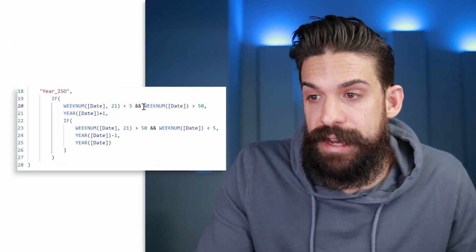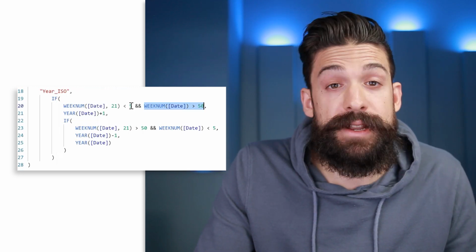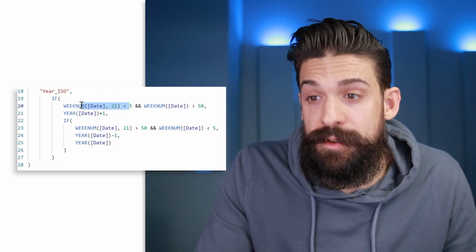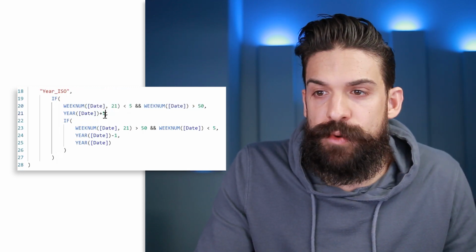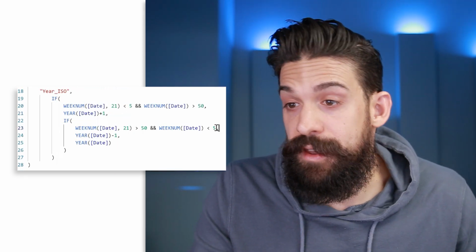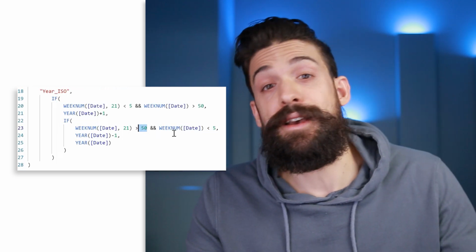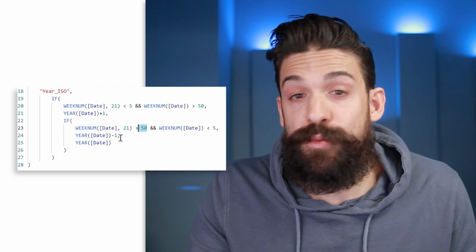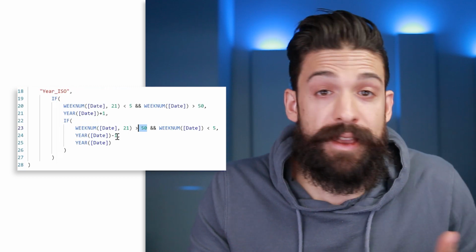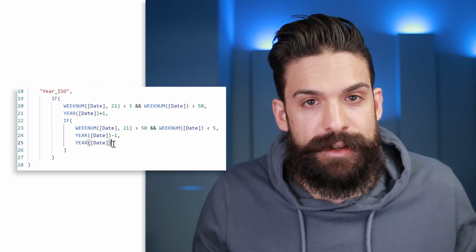So over here we just check if we are at the end of the year with the US week numbering, and if we then have a European week number that is below 5, then we want to add +1 to the year. Now, if this is not the case, then we check if we are at the beginning of the year. If we then have an ISO week that is above 50, then we want to subtract a year. And if none of these 2 conditions hold, then we just want to return the normal calendar year.